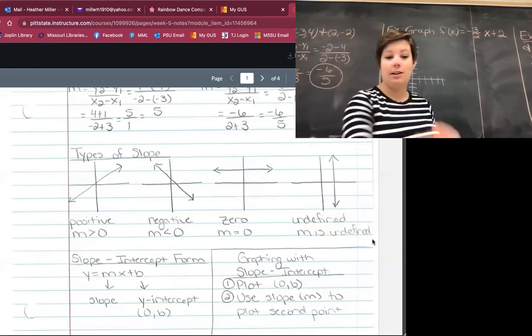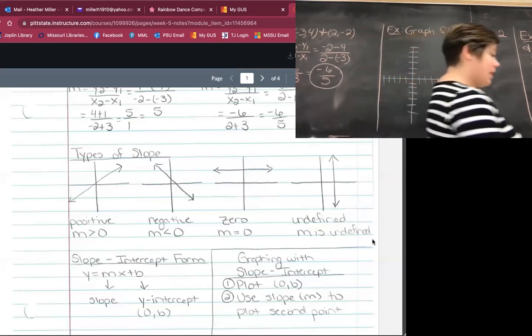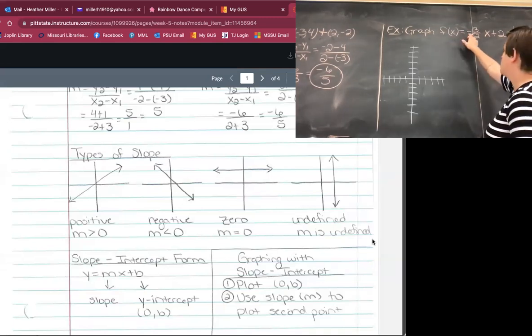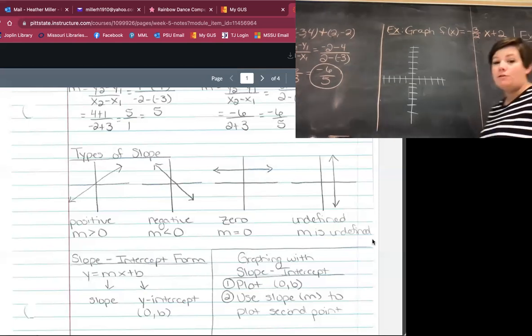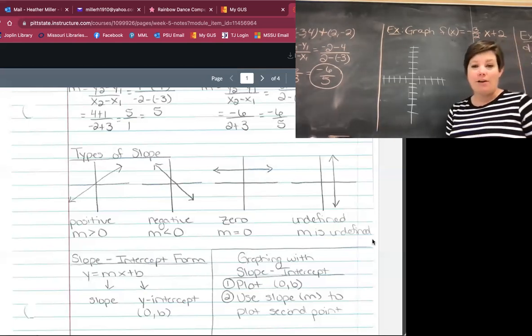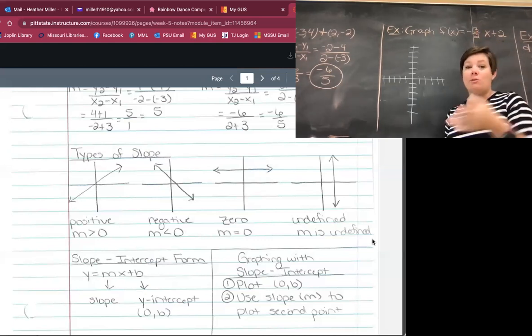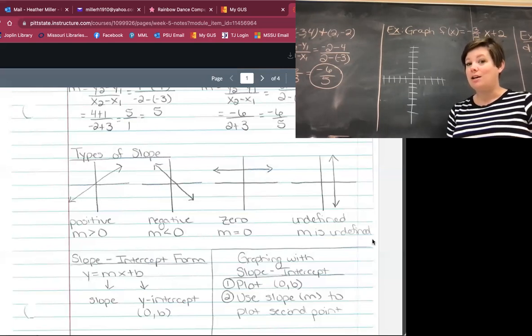So I'm actually going to leave this up there right now while we do our first example so that you can see how this process works. The example on the board says graph f of x equals -3/2 x plus 2. And so it wants us to graph this. We don't have any other information. The way that we would have graphed it before is we would have done our table with our x's, and then we would have computed out our y's, which is fine, but it takes a lot of time.